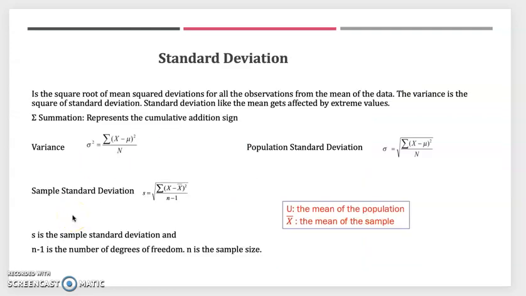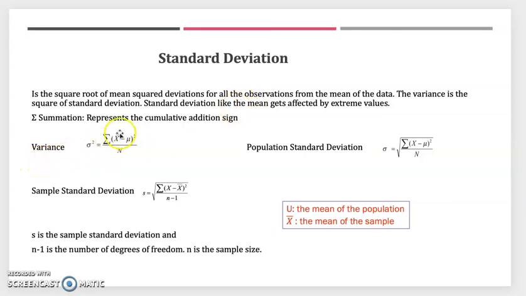The first thing: what is the standard deviation? The definition is the square root of the mean square deviation of all the observations from the mean of the data. The variance is the square of the standard deviation. Standard deviation, like the mean, gets affected by extreme values. So the standard deviation is the square root of the variance, and the first thing we need to calculate is the variance.